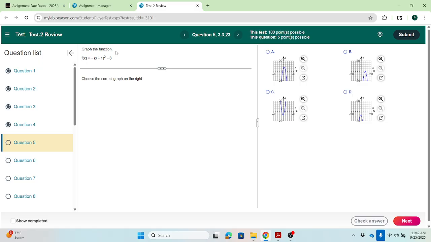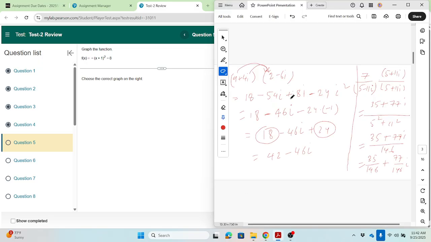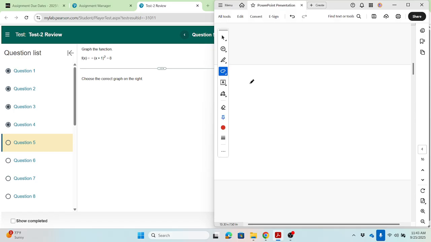Okay, the graph we need to find. To find the graph, you can compare this equation with the quadratic function in this form: a times (x minus h) squared plus k. In this form, (h, k) gives you the vertex. If a is positive, it faces up; if a is negative, it faces down. So in this case, if you compare, then a is -1. That means the graph is supposed to be facing down.